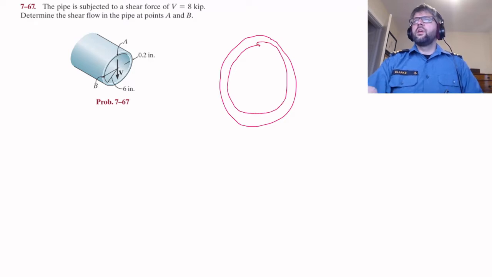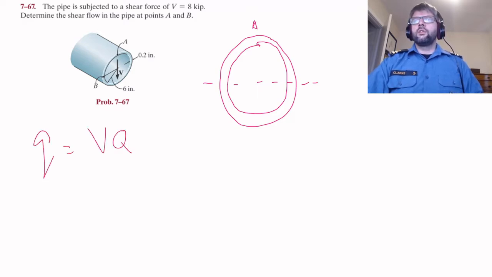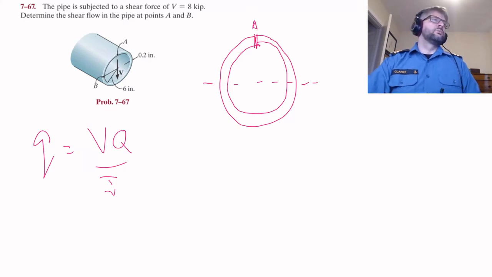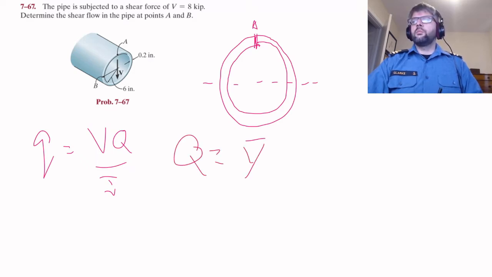cross section here. So if we were looking at point A, now we know the pipe, we know the neutral axis is going to be right there. We're looking at A. What is our shear flow at A? Well, okay, so our q is equal to VQ over I. If we look at A, well then, what's our Q there? 0, because Q is equal to y bar A, and the A there is 0.